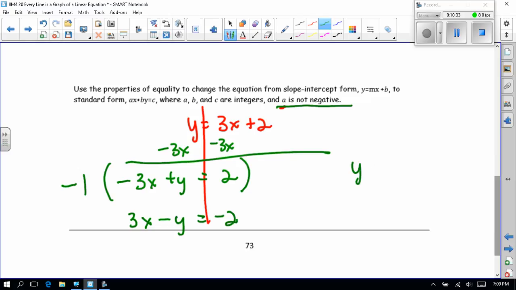So y equals 3x plus 2. This is slope-intercept form. 3x minus y equals -2. Same equation in standard form.